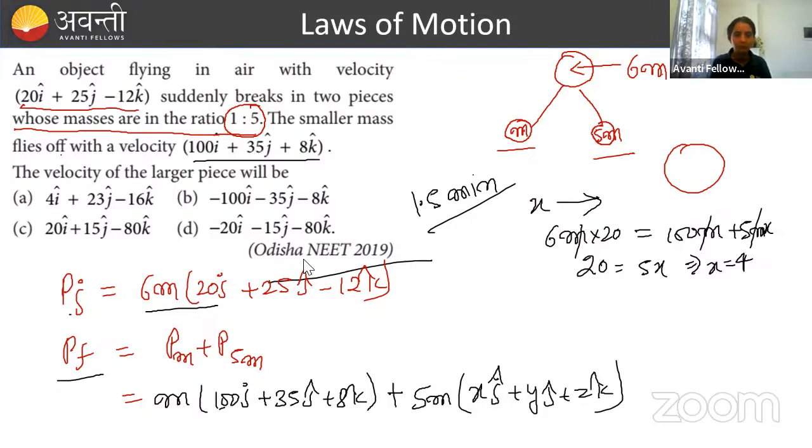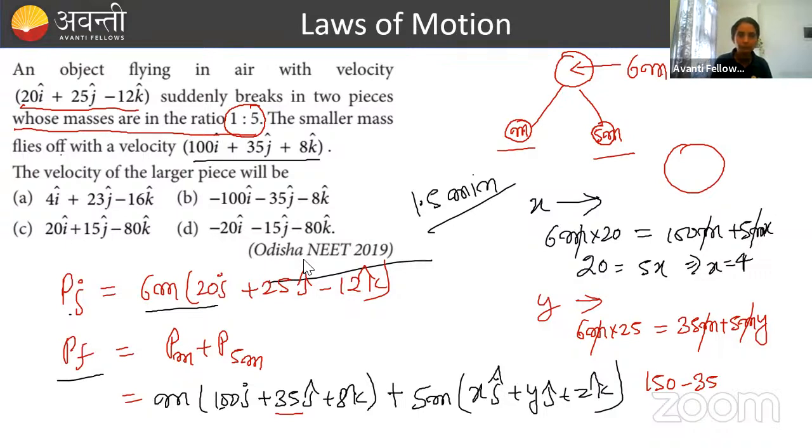Now deal with the y direction in a similar way. So initial momentum in y direction is how much? That is your 6m into 25, and that is equal to how much? 35m plus 5my. Similarly, you can calculate y also. 25 into 6 will be equal to 150. So 150 minus 35 is equal to 5y. So y will become equal to 23.